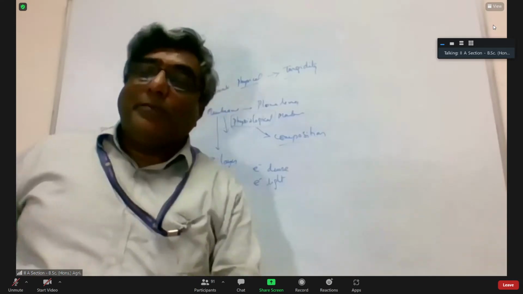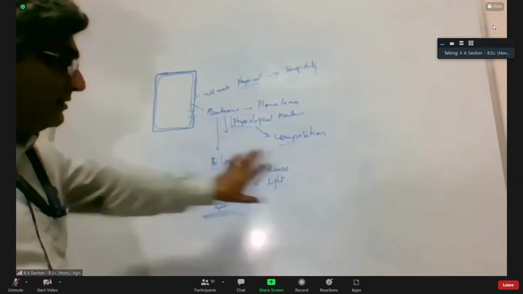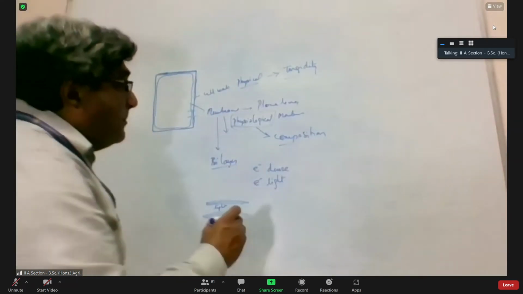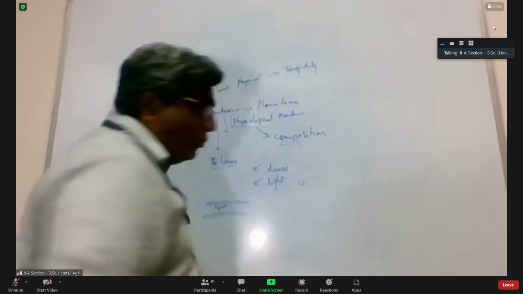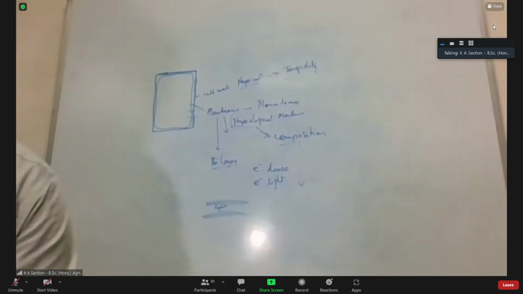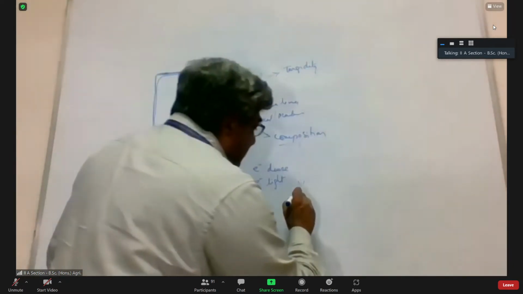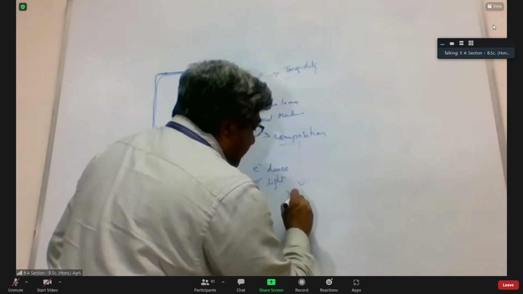But it took them some time to understand that it is not just the light region and the dense region, but it is because of the composition. There are two very important things that are there inside. One is called the phospholipids.